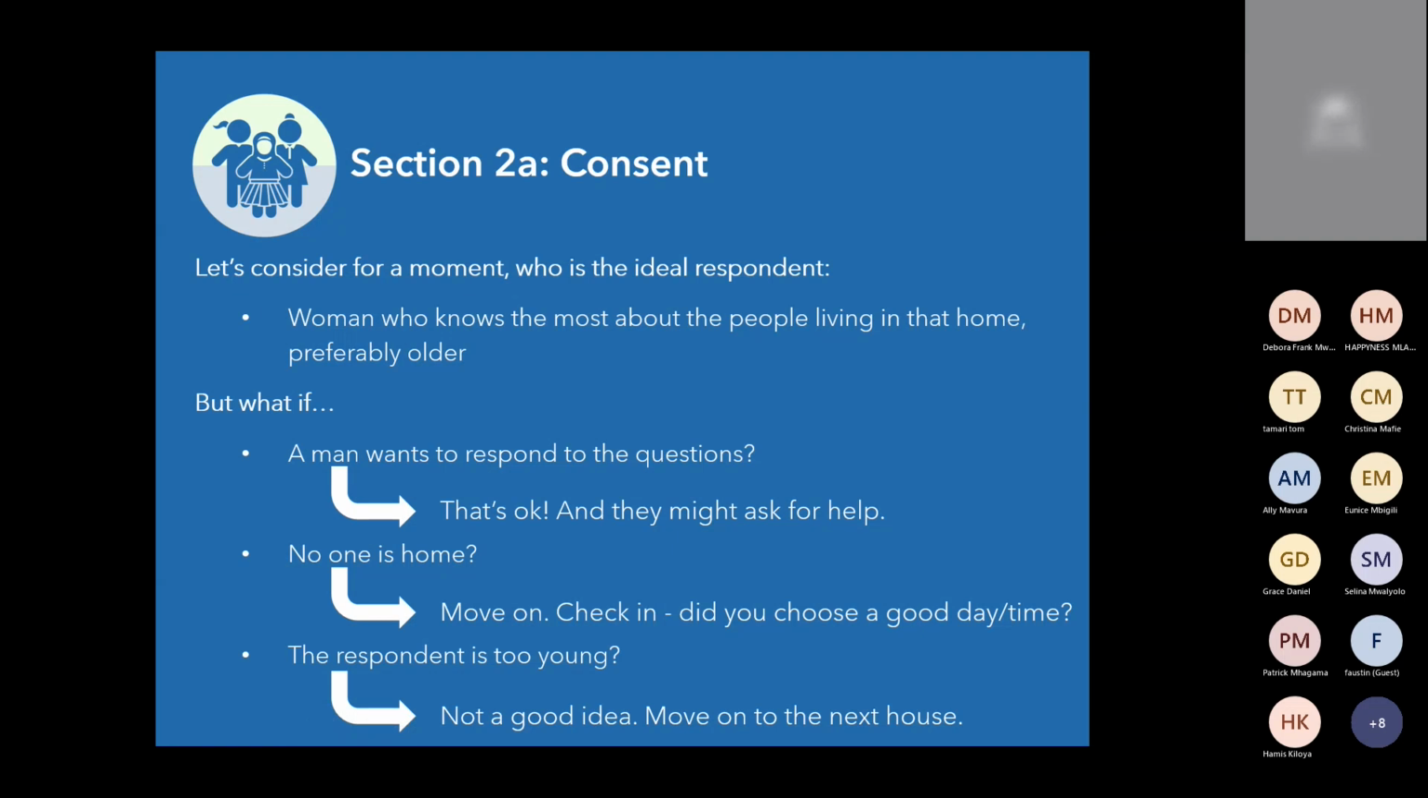I recommend, we recommend as a team that you don't speak to anyone under the age of 16, but as a team, as an organization, you can decide what you want your rule of thumb to be.